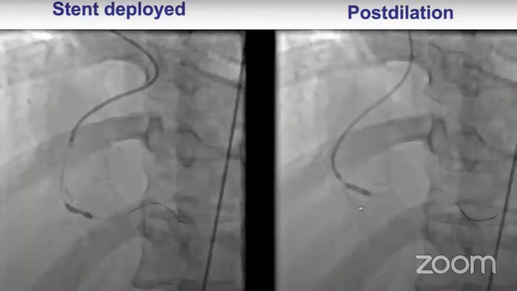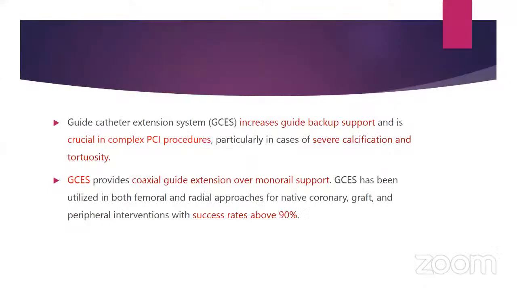Here we can see the same guide catheter has been deeply intubated up to the mid RCA during stent deployment, and even up to the distal RCA, which gave a good support for post dilatation. But here there is an increased chance of dissection, perforation, or thrombosis. With the advent of guide extension catheters, there is increased guide backup support, which is very crucial in complex procedures. We can attain a success rate of more than 90%.